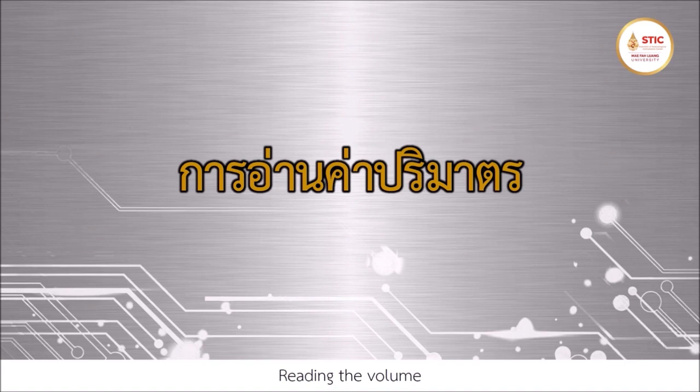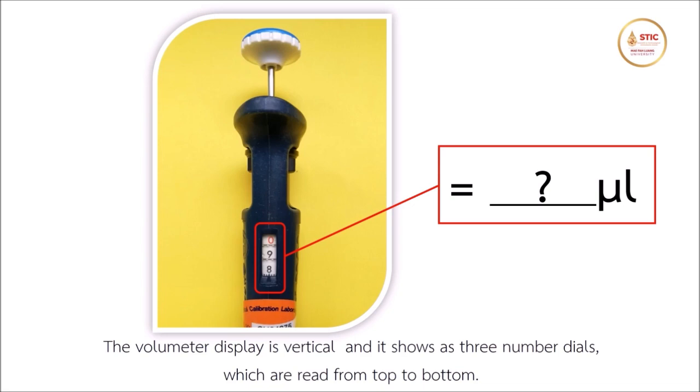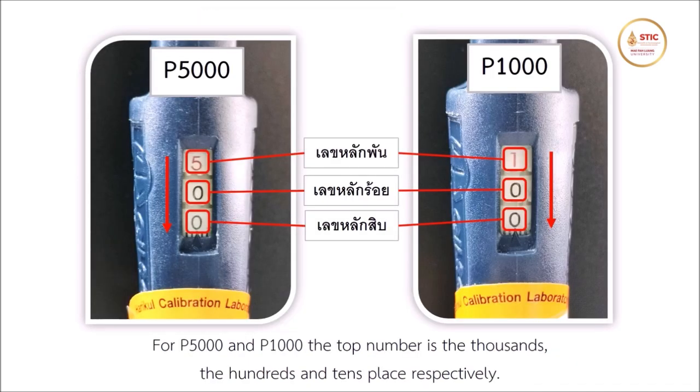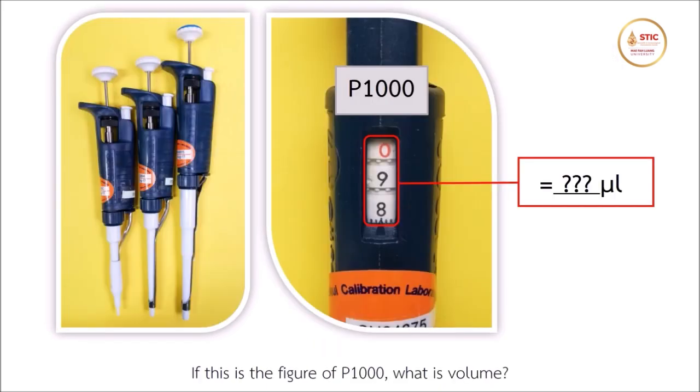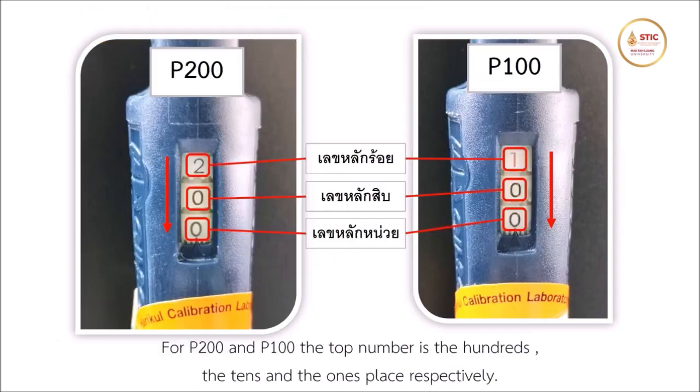Reading the volume. The volumeter display is vertical and it shows as 3 number dials, which are read from top to bottom. For P5000 and P1000 the top number is the thousands. The hundreds and tens place respectively. If this is the figure of P1000, what is volume? The volume of this figure of P1000 is 980 microliters.